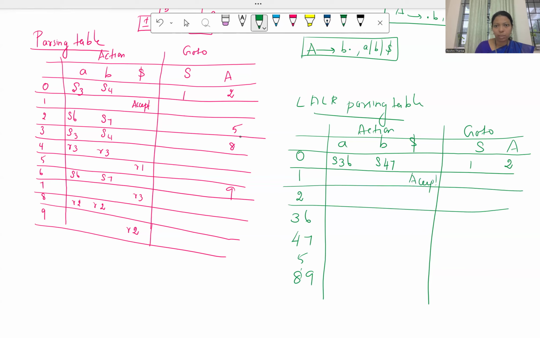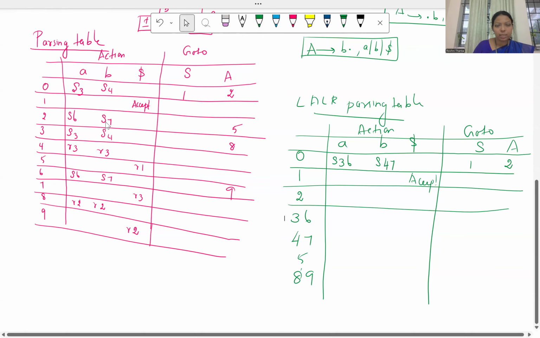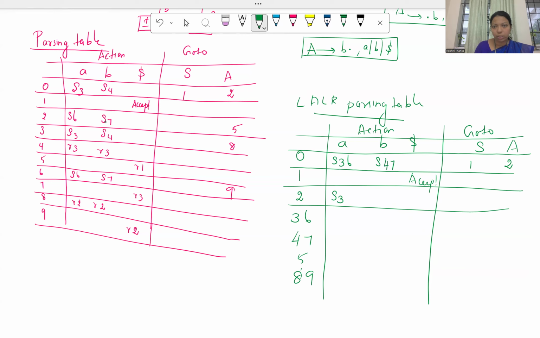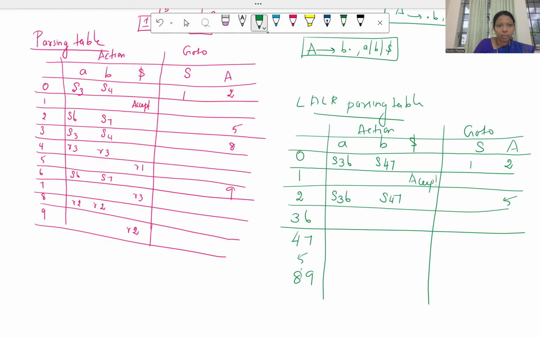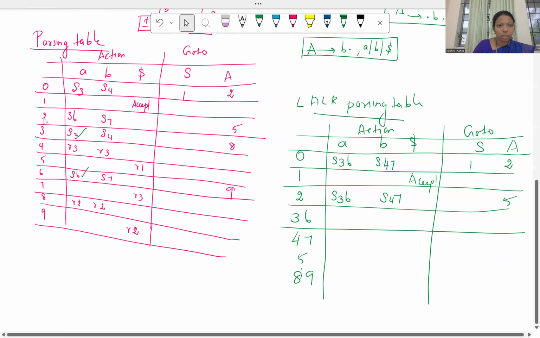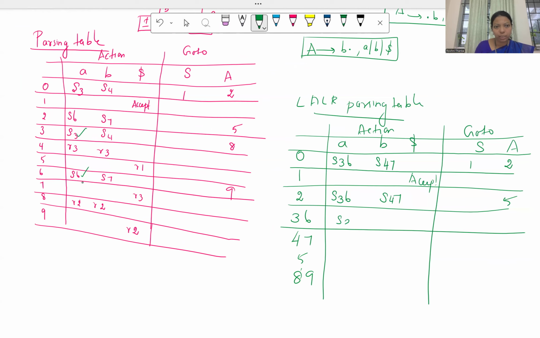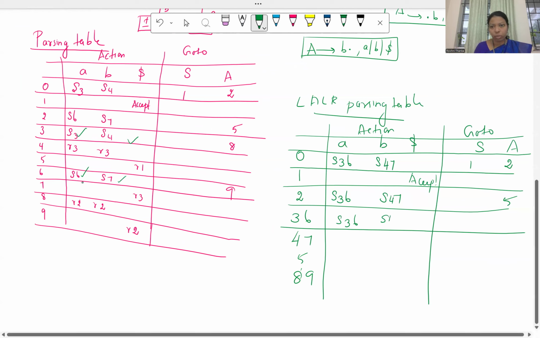And in the second state, what is there? S6 and S7. So S6 is now merged with 3 and S7 is merged with 4. Got it? And here 5 as such. There is no change in 5. Now if you see 3 and 6, they are merged together, and we'll get 3,6. And here 4 and 7 are merged, so as usual we correctly get 4,7.